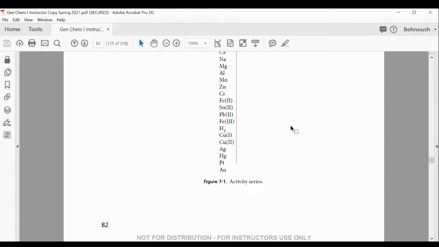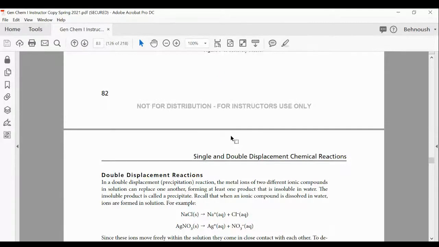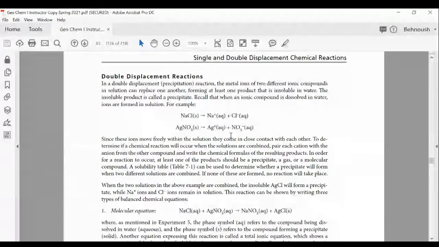So based on the activity series, you can predict if there is a reaction or not. But even if you predict there is a reaction or not, in the lab you should still look for evidence if the reaction took place or not. When you are in the lecture, you just use the table and predict. But when you are in the lab, you predict first, and then you look for evidences. So you have to have some sort of proof that yes, the reaction has taken place.